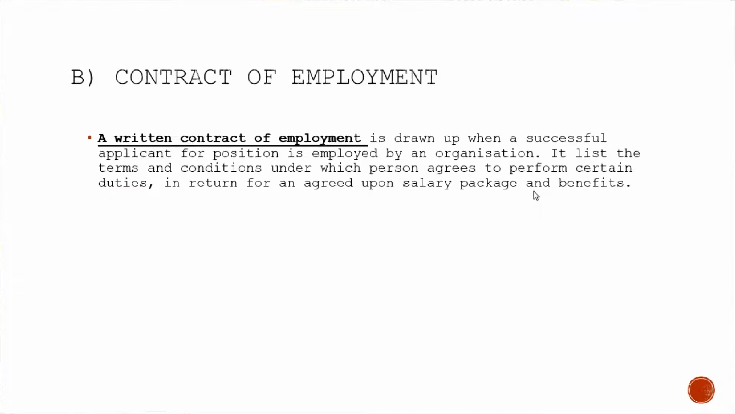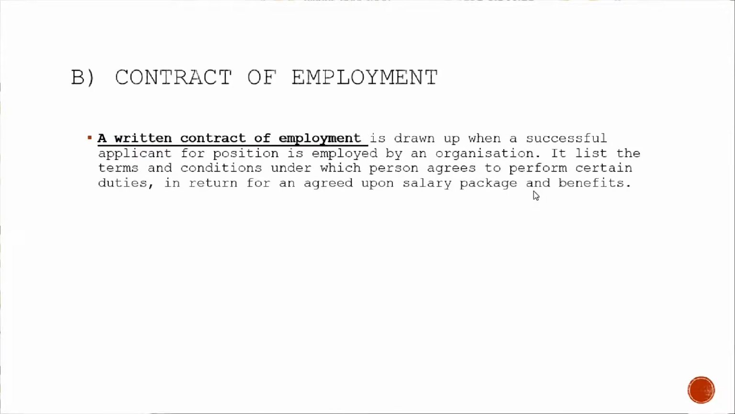Okay, we go to B, where we are going to talk about a contract of employment. A written contract of employment is drawn when a successful applicant for the position is employed by the organization. It lists the terms and conditions under which the employee agrees to perform certain duties in return for an agreed upon package and benefits. As we all know, in an organization, an applicant must be selected if there was an interview. That is why here we are talking about the contract of employment.